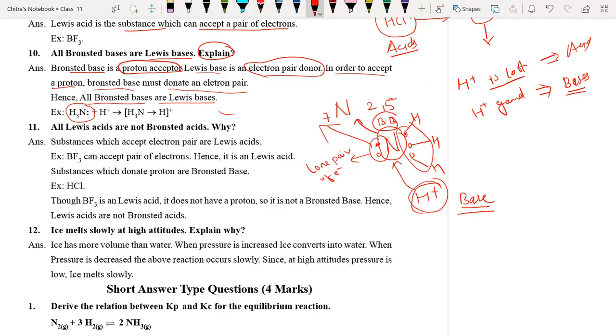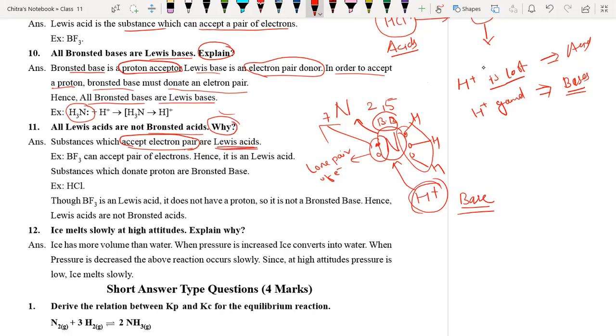Now, next, we have: all Lewis acids are not Bronsted acids. Now we have to understand that, with reason also. So substance which accepts electron. Here nitrogen was donating. Now we are discussing accepting electron. So substances which accept an electron pair are called Lewis acids.